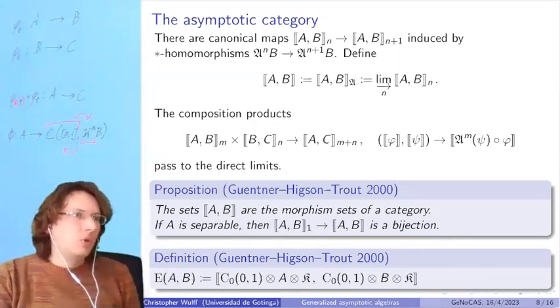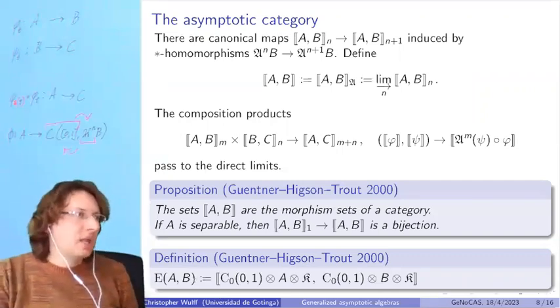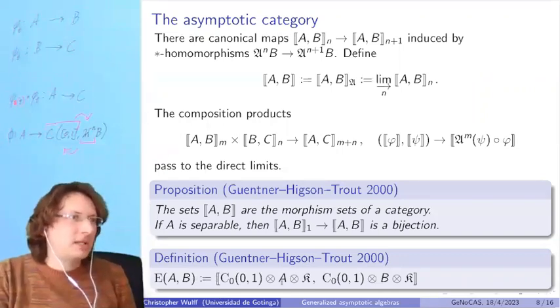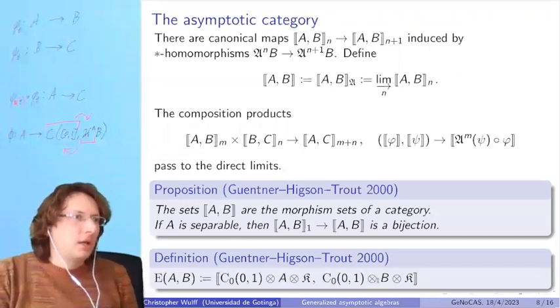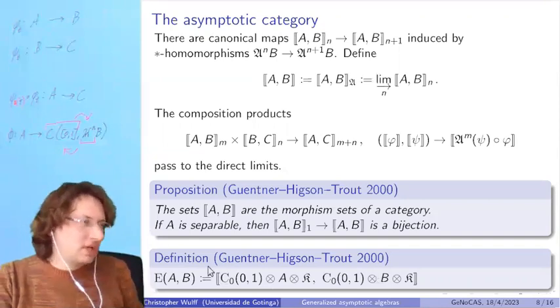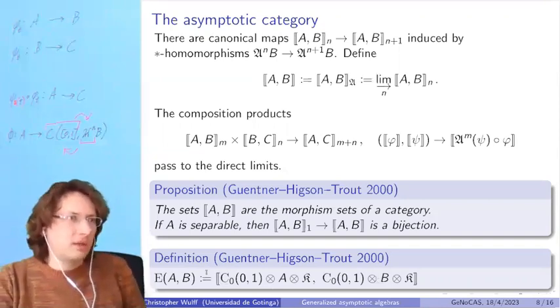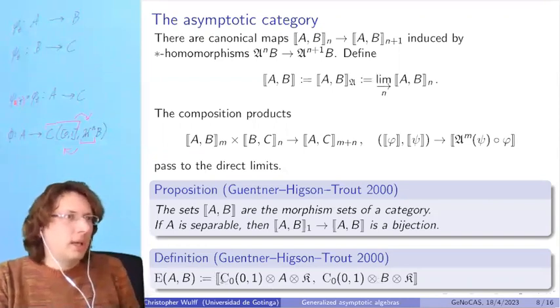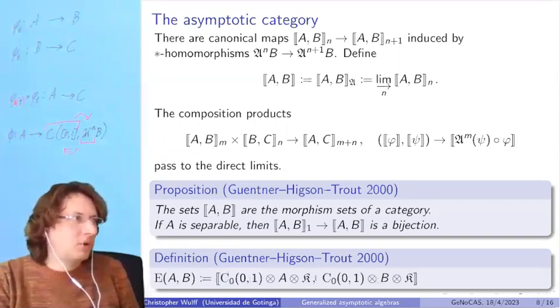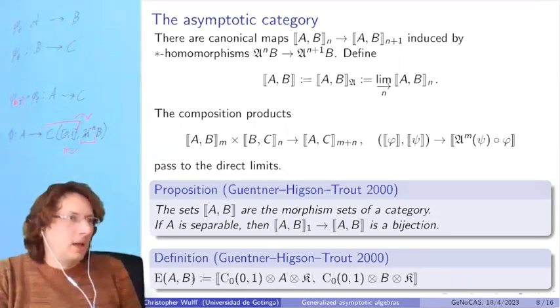And what one does here, so the E-theory of A, B is essentially the morphism sets from A to B in this category, just that we added some decoration here. There are different types of decorations which one can add. For example, one can suspend it by tensoring with C0 of (0,1) and with the compact operators. And if we do it on both sides, this has the effect of making abelian groups out of these morphism sets. And that's how you define E-theory.